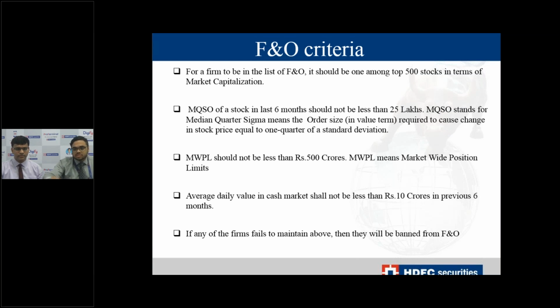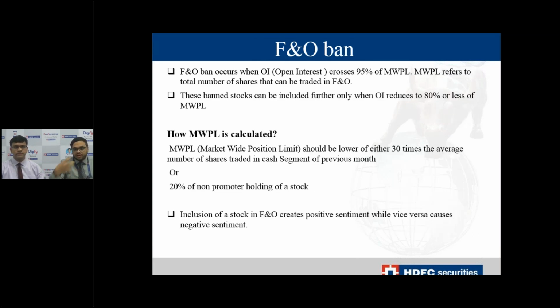So let us see what is FNO ban. So when the open interest, we'll discuss what is open interest in the subsequent slide. We'll deep dive into it. First, for a basic understanding, open interest is a position which is created by buyers and sellers in the market at any given point of time. So it should not cross 95% of the market-wide position limit. If it crosses that, then it will come into the FNO ban criteria. These ban stocks can be included further only when OI reduces to 80%. Once it has reached 95%, then it has to reduce to 80% or less of the market wide limit.